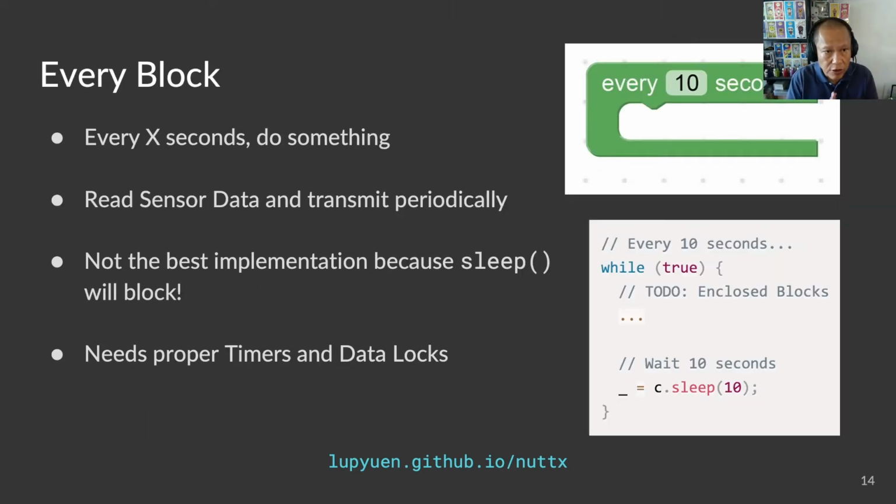One final thing before we move on. This every block does something every X seconds. It works great for reading sensor data and for transmitting the data periodically. Right now we call sleep to wait X seconds in a loop. This might not work for some apps. Later we shall explain why we need proper timers and data logs.